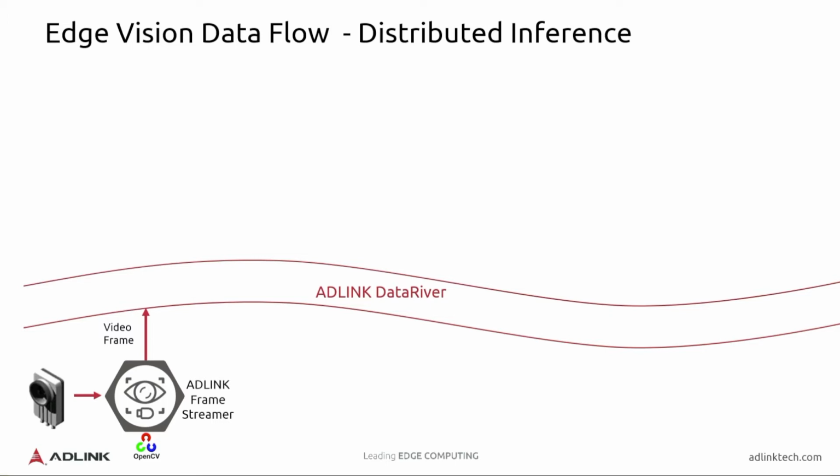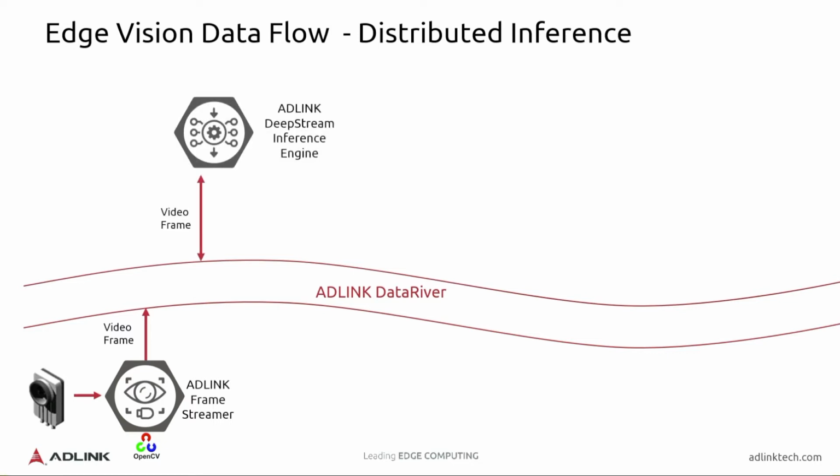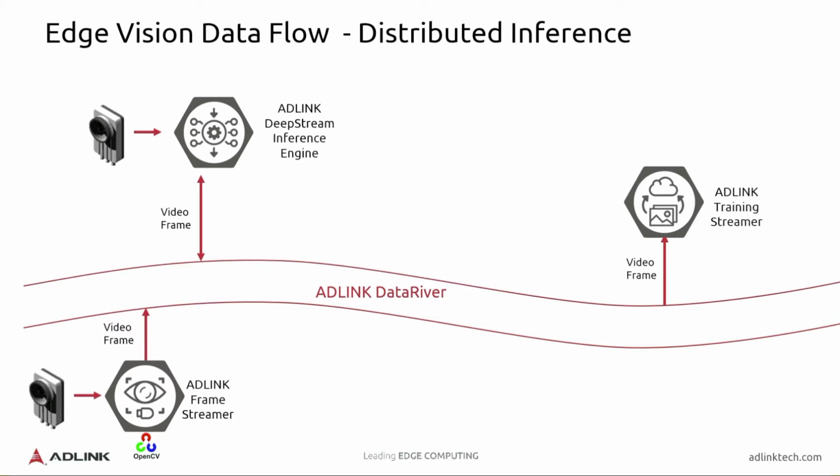Now, why we do this is because we have several applications that are interested in that video frame, not just the one. One of them is our DeepStream inference engine and the video frames received there. Also, if we decided to, we can also inject the video directly into DeepStream. But for the purposes of what we're trying to do here is reuse the video frame across the data river. So the training streamer uses it, captures training images, sends them to FTP or saves them to disk.